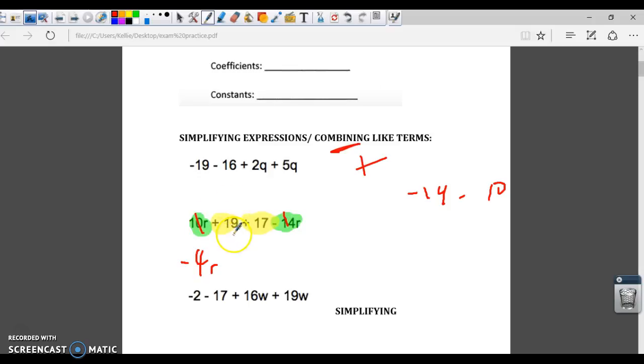Now I'm going to combine, add these two. These two are your naked numbers, and it's a positive 19 plus a positive 17. So a positive plus a positive is a positive. Add those together, you're going to get a positive 36.